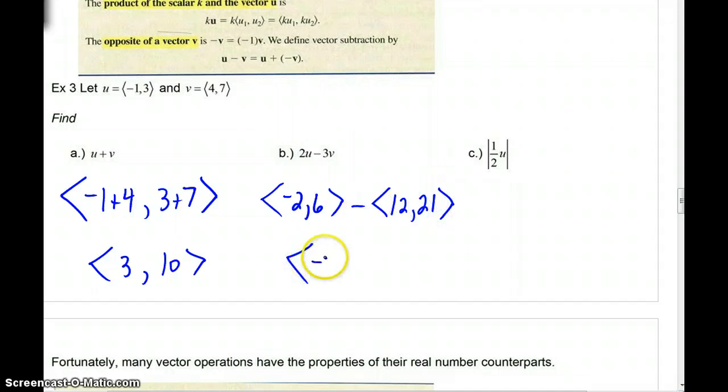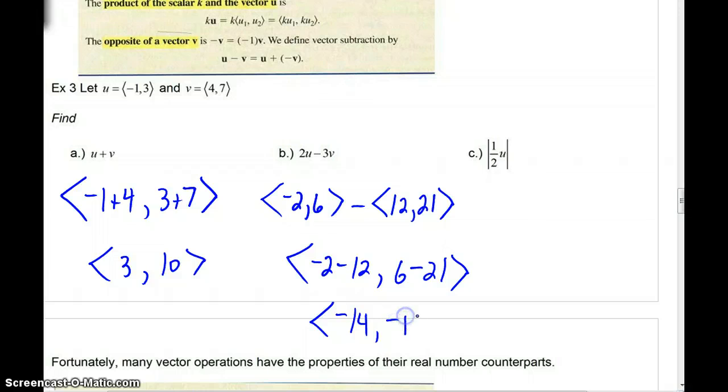Subtracting, you're effectively just subtracting the x components as well. Take your y component of 6 minus 21. We could simplify that. We'll have -14, comma, -15. Again, our answer is a vector. What about 1/2 u? Well, 1/2 u means take half of u's components. Half of the x component would be -1/2. Taking half of 3, you get 3 over 2.